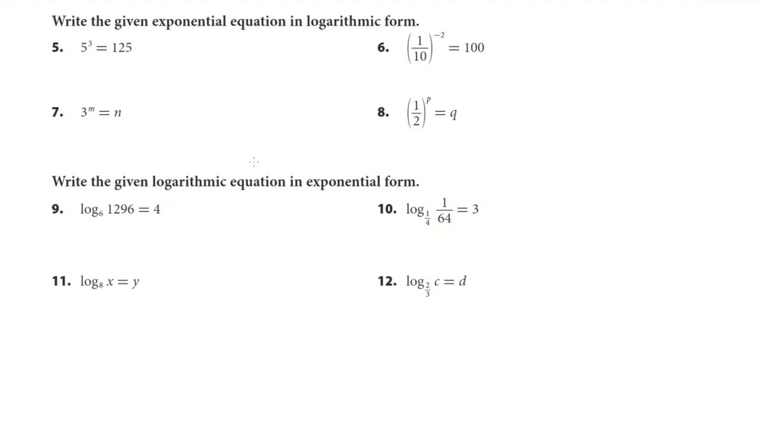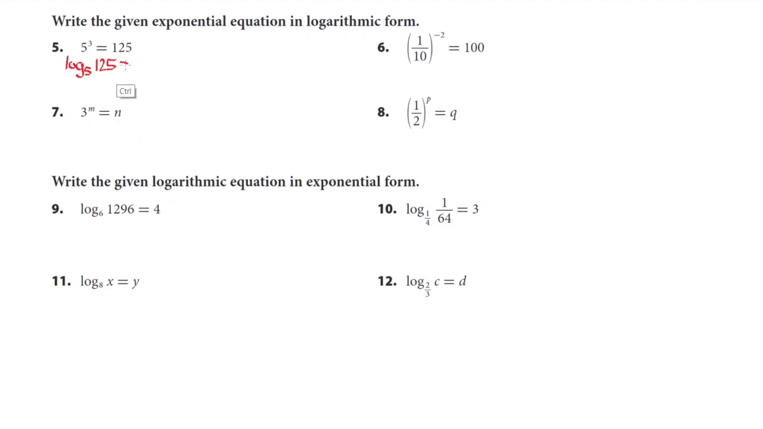On this one, we are asked to write each exponential equation in logarithmic form. So easy. In this statement, we're saying 5 to the power of 3 is 125. In other words, if I take 3 5s and multiply them together, I get 125. The logarithmic form would be log base 5, which is asking the question, how many 5s do I need to multiply together in order to get 125? So log base 5 of 125 is going to be equal to 3.